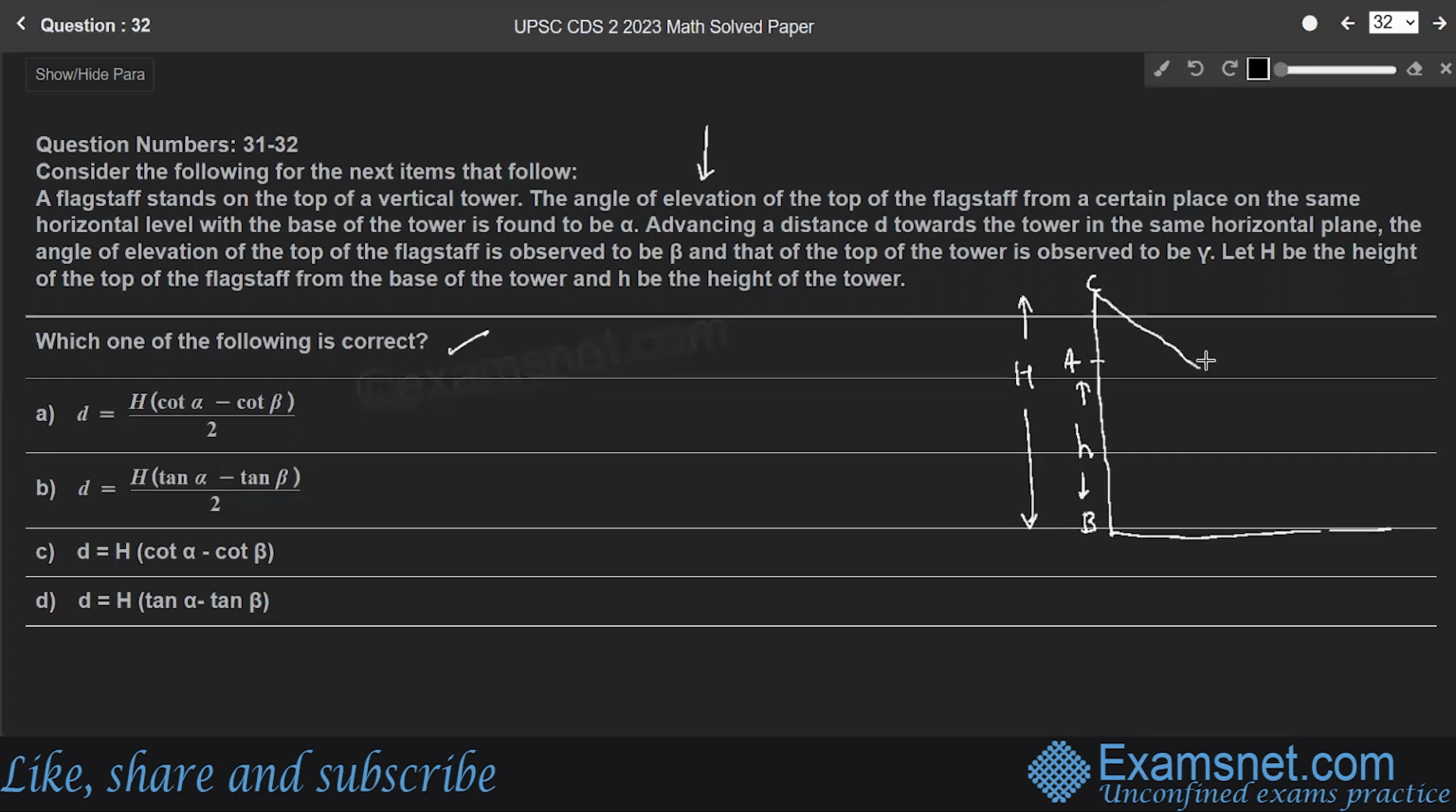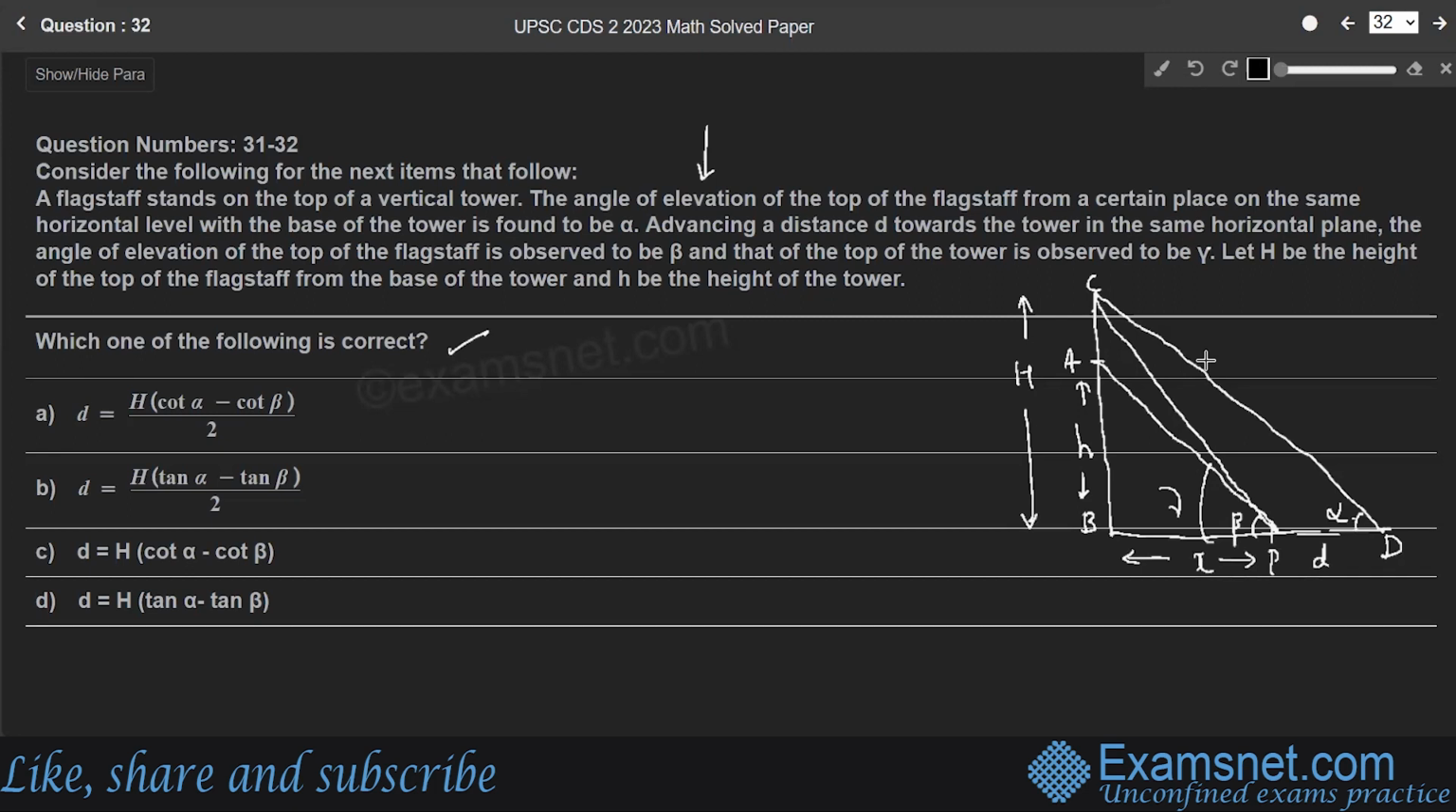From the top of the flagstaff, angle of elevation from a place, for example D, is alpha. After some distance, small d, angle of elevation from the top of the flagstaff with point P is beta. From the same point, angle of elevation of the top of the tower is gamma. So these are the distances, and we have assumed BP as x.